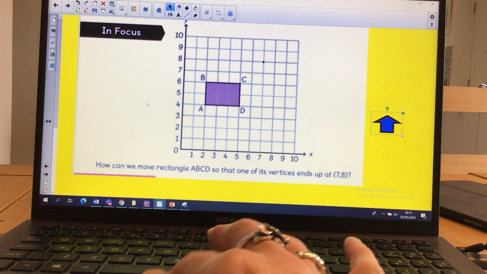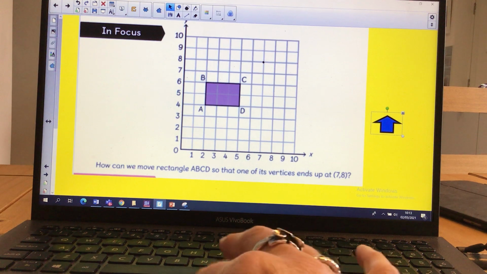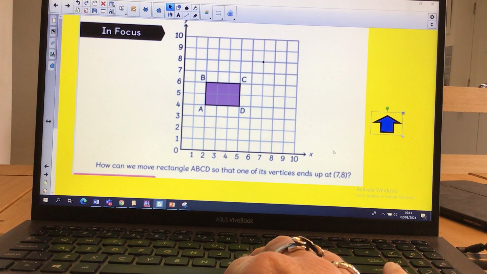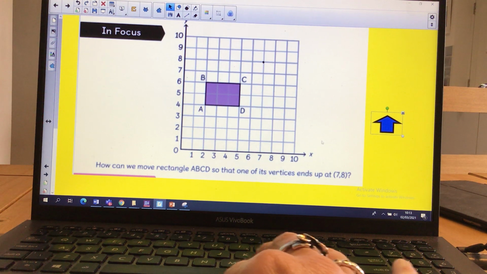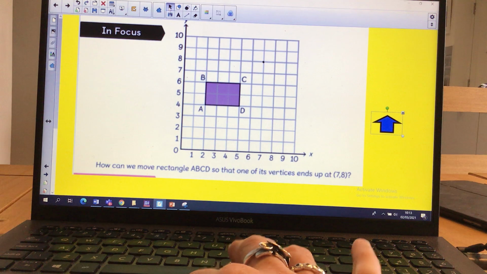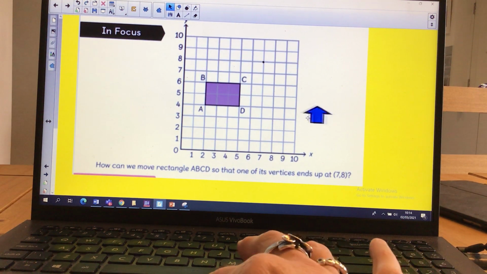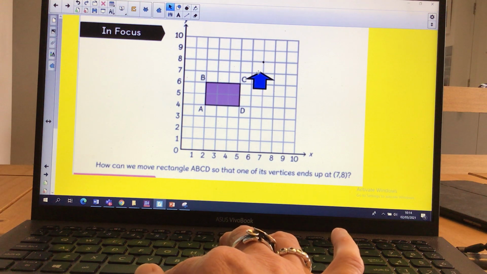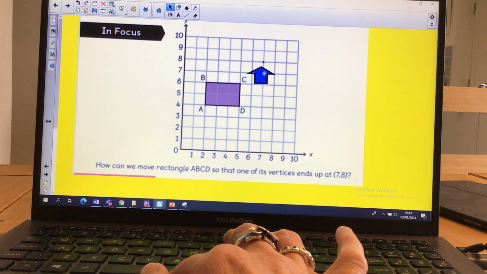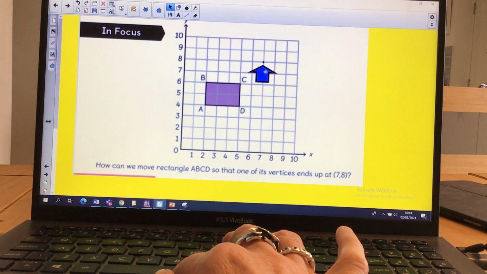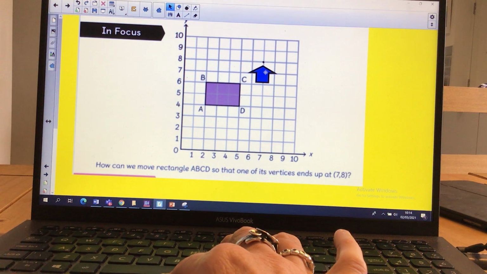Okay, so today says, how can we move rectangle A, B, C, D so that one of its vertices ends up on 7, 8? So there's the point 7, 8. So we want one of its vertices, one of these corners, to end up there. All right, that's like our problem for today.